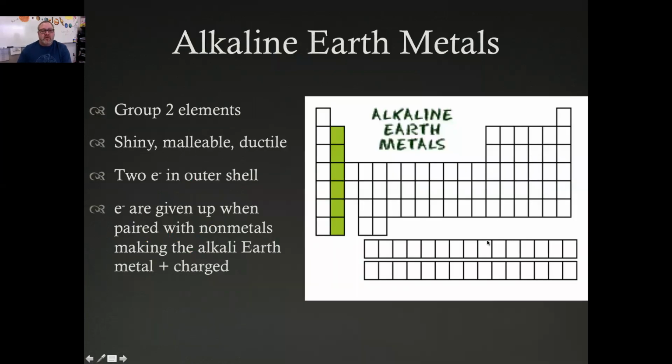Now, the next group over, group 2, this is what we call the alkaline earth metals, group 2 elements. They are also shiny, malleable, ductile. They have 2 electrons in their outer energy level. So guess who they are going to want to create bonds with? They're going to create bonds with the group 16 elements, because the group 16 elements need only 2 electrons in order to satisfy the octet rule. And these in group 2 need to give up 2, right? So they very easily will form bonds with group 16 elements.